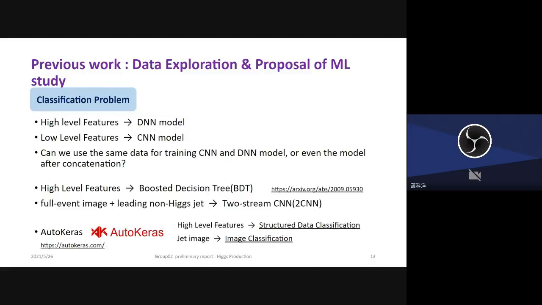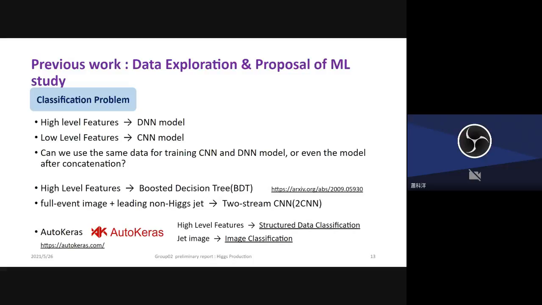This is our thought. So we have to first train DNN and CNN, and next we just Googled and checked the reference that Alan gave us. There, for high-level features, the paper used BDT to train it, and for low-level features, they used the full event image and leading non-Higgs jet to train it.